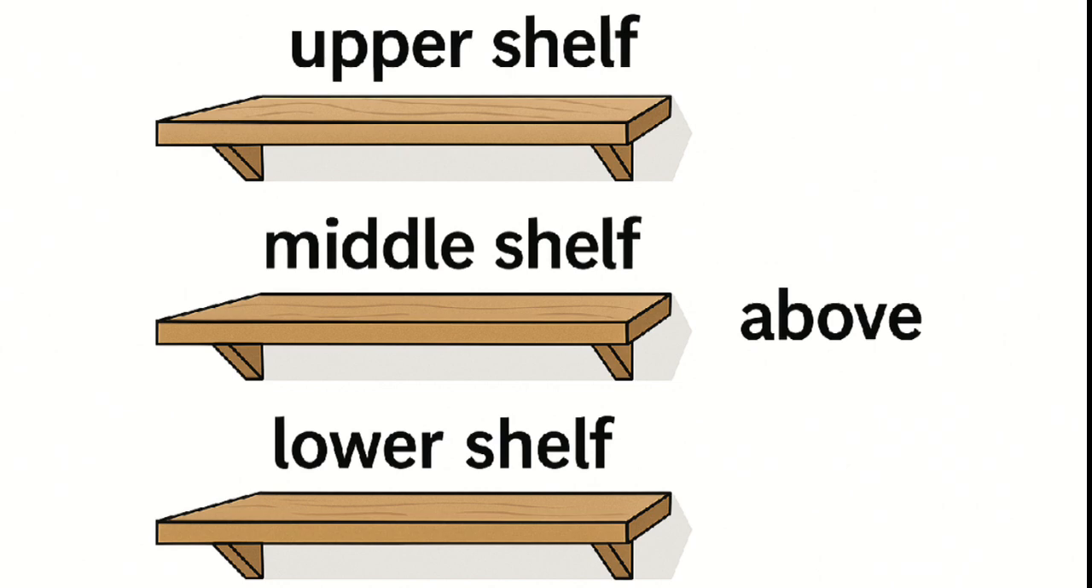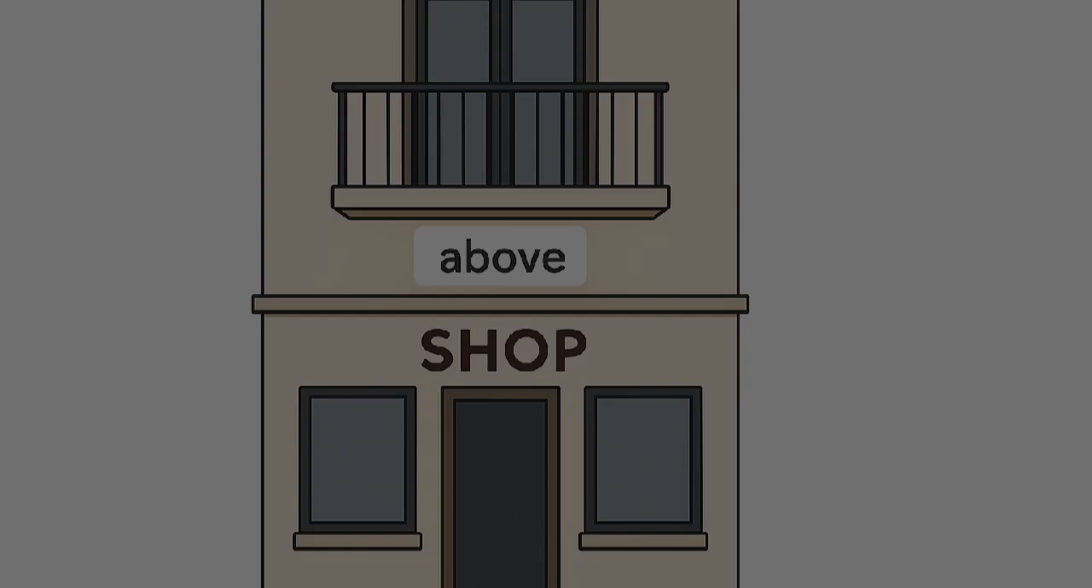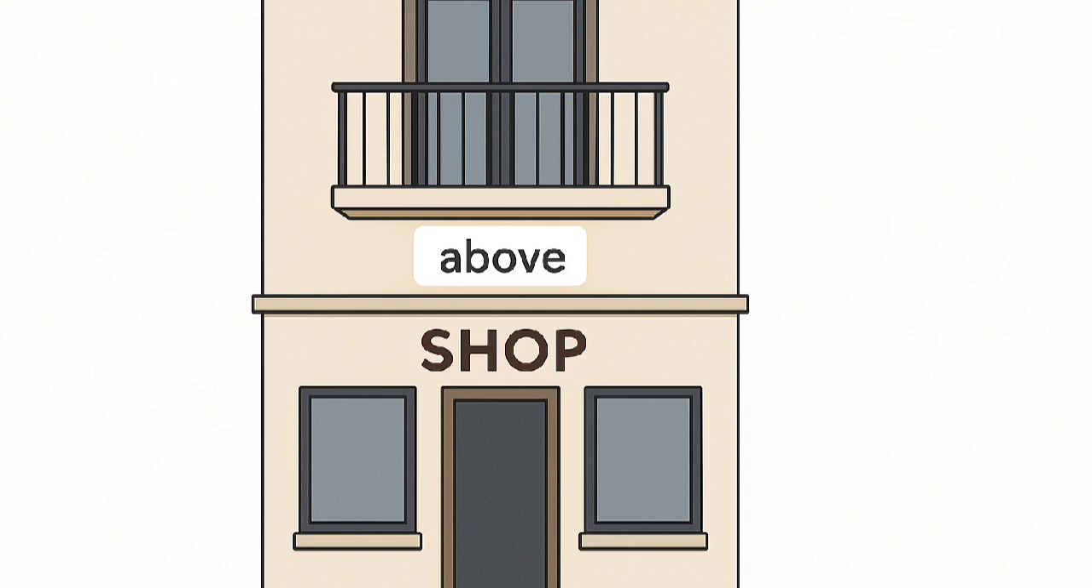When comparing heights, we use above to show a higher level. For example, the top shelf is above the middle shelf, and the middle shelf is above the bottom shelf. In buildings, you might say, the balcony is above the entrance, meaning the balcony is located on a higher level.